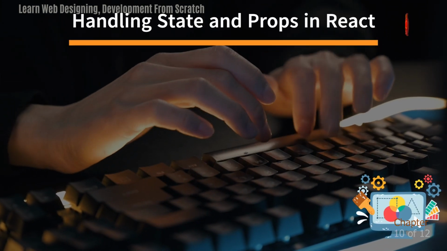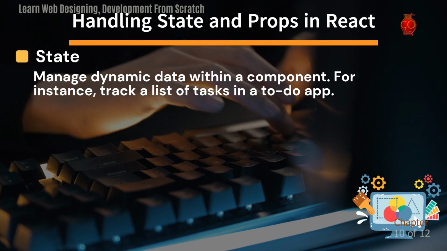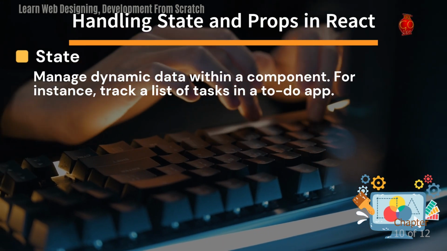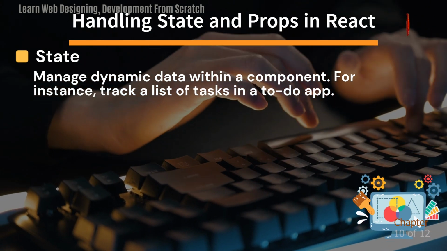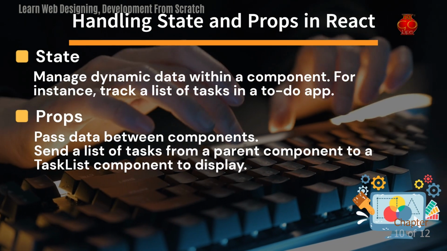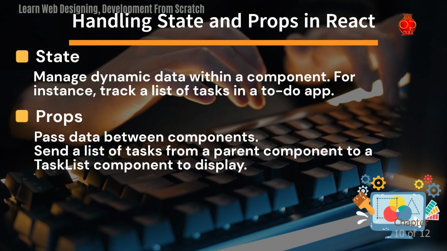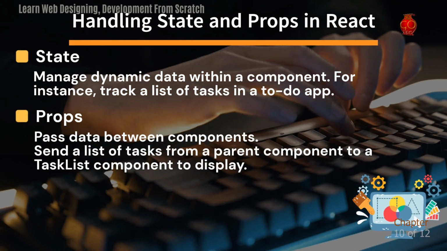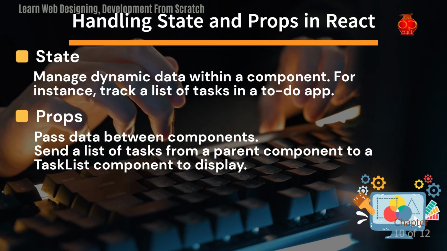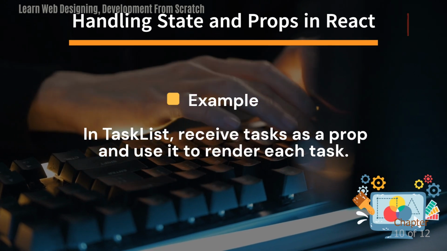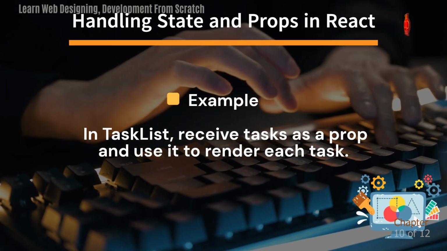State and props are essential for making your app interactive and dynamic. State. Use state to keep track of data that changes over time. For example, in a to-do app, you might use state to keep track of the list of tasks. Props. Use props to pass data from one component to another. For example, you might pass a list of tasks from a parent component to a child component that displays the tasks. Example, in the task list component, you could receive a list of tasks as a prop and then map through it to display each task.